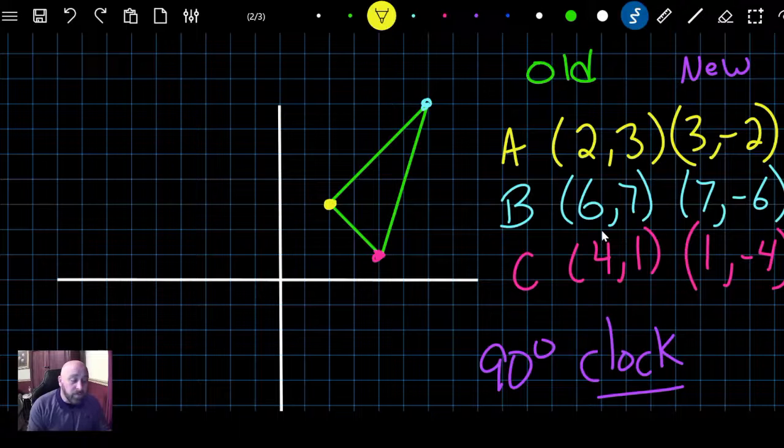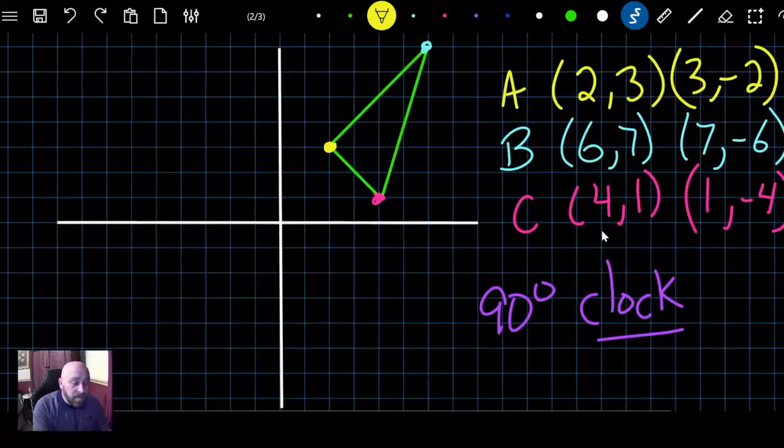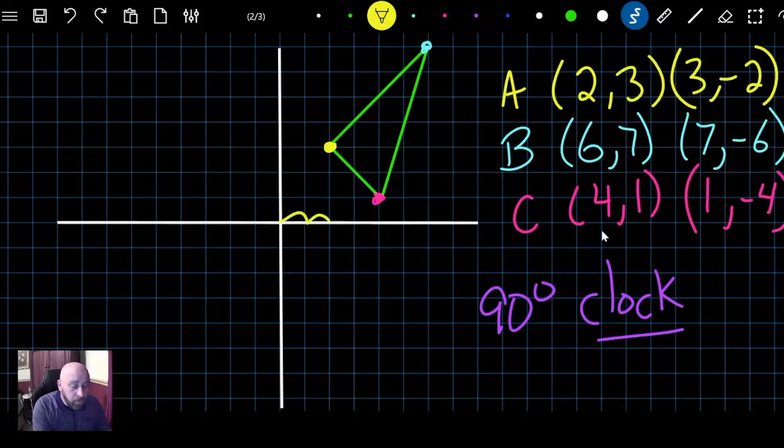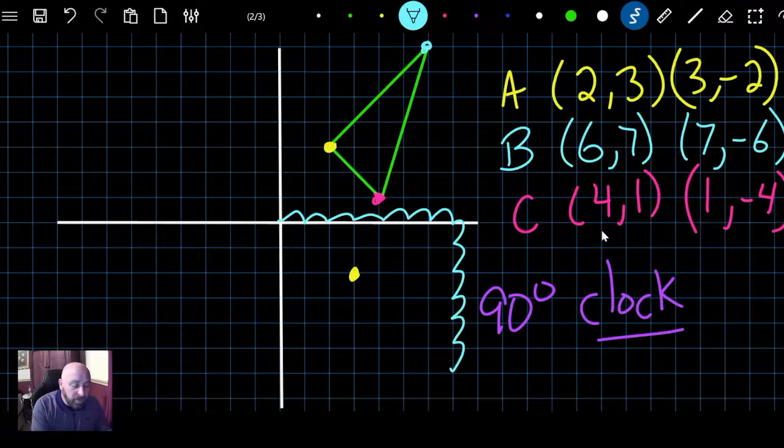3, -2. So let's go over here to our graph and let's do 3, 1, 2, 3, -2, 1, 2. All right, there's my 3, -2. And then we're going to go to the blue point, and the light blue point is 7 comma -6. So we're going to go 7, 1, 2, 3, 4, 5, 6, 7, -6, 1, 2, 3, 4, 5, 6. There we go. I'll put a point right there.